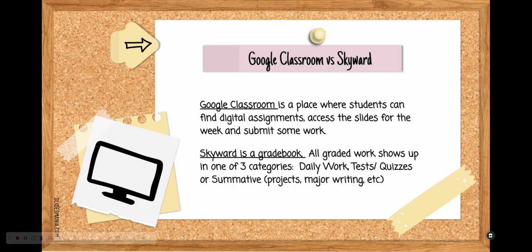Skyward is a place that is a grade book. So though assignments might be assigned via Google Classroom, the actual grade and their cumulative grade shows up in Skyward, or Q now. All grades show up there, and it's in one of 3 categories. We have daily work, which is 25% of a student's grade. We have tests and or quizzes, which is 25% of the grade. And then our summative work. These are major projects, end of unit things, essays, short answer responses, anywhere where a student needs to show where they are at on a specific standard is going to show up in our summative column.